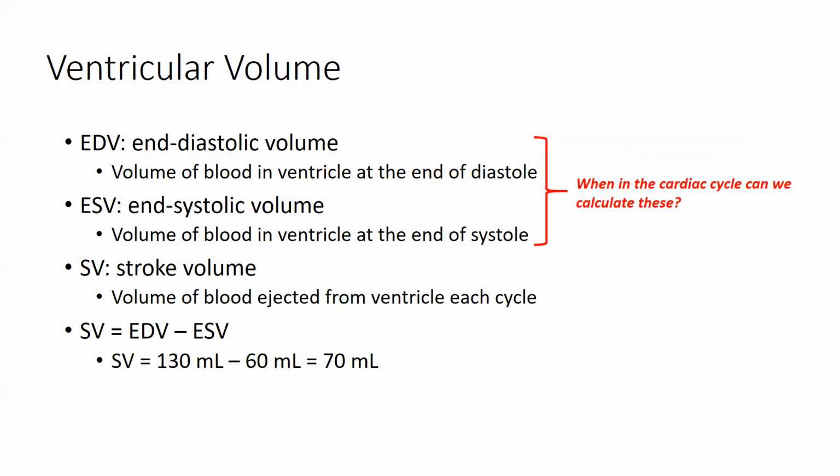End diastolic volume is what blood is in the chamber when the entire diastole is finished. So how much blood did the chamber actually receive from the atria? That's your end diastolic volume. How much blood was filled into the heart to be pumped out? When do we measure end diastolic volume? What phase would be the best phase to measure it?